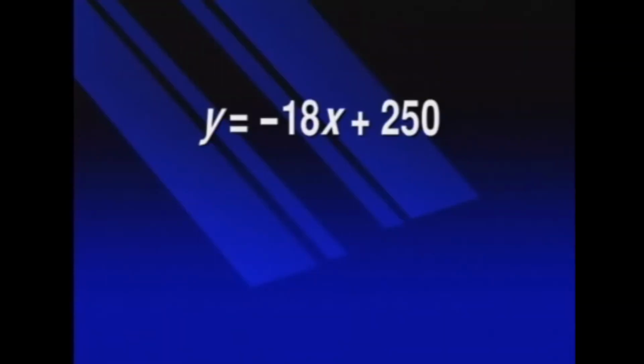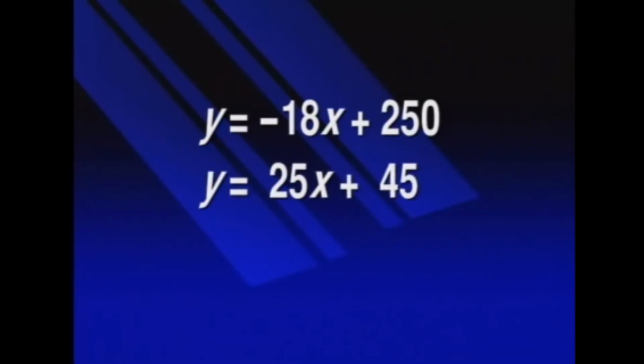Looking back at the last 2 lessons, let's take 3 of the equations that we encountered and used. In the next visual, you'll see them. Y equals negative 18x plus 250. The second is y equals 25x plus 45. And the third, y equals 2x minus 1.